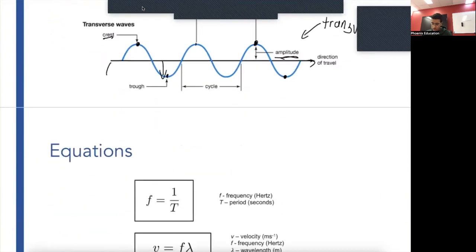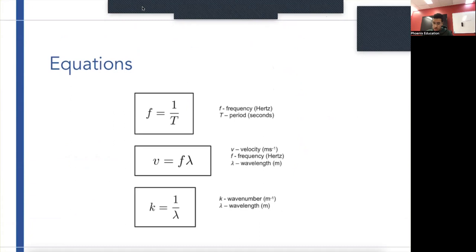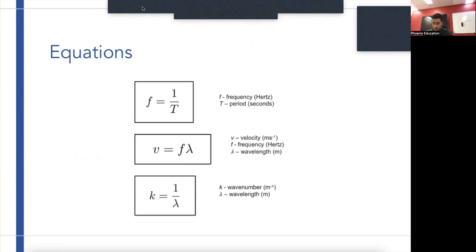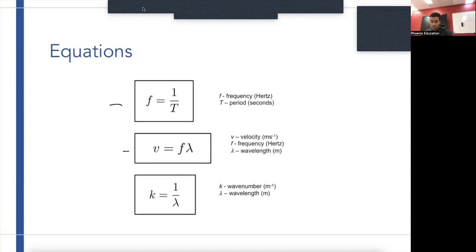Okay, so we'll go into some equations to describe the properties of these waves. So the most important parts here is probably this one and this one. The last formula isn't as important, but it's just good to know. You will definitely see the second formula every year, v equals f lambda, describing the relationship between velocity, frequency, and lambda, the wavelength. And the first one is also really important, the frequency, 1 over period.